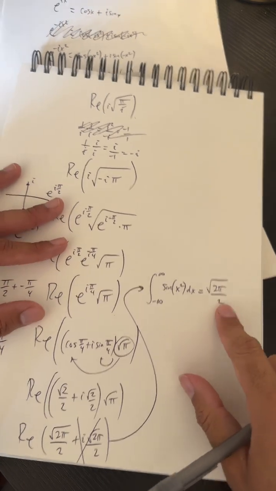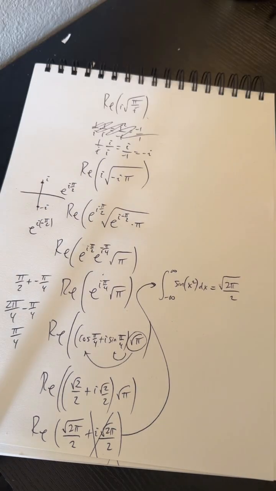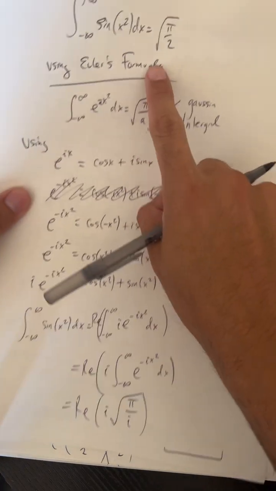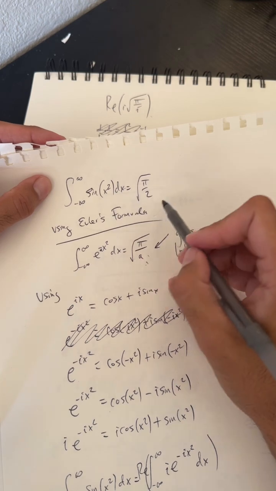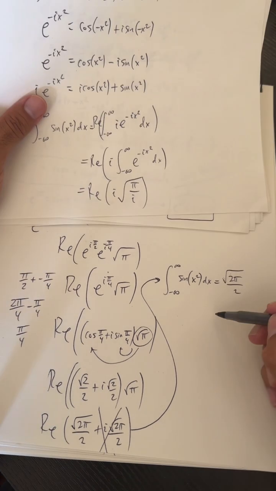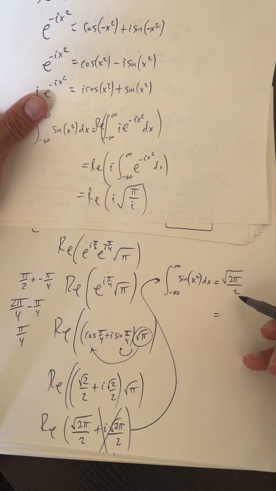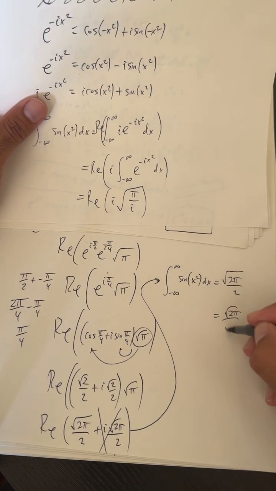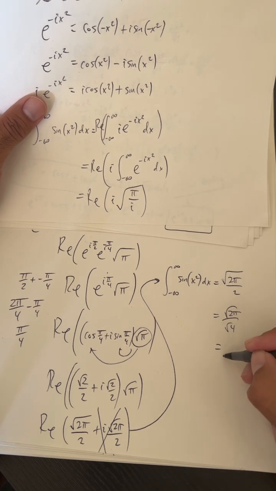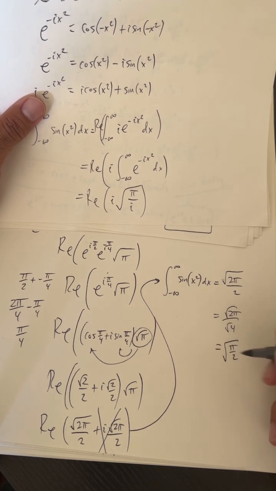Okay, now if I wanted to look like the answer that we had, because remember, we wanted to show, where is my paper? Oh, right here. We wanted to show that this integral was root pi over 2, all on the inside. We're going to do this. We're going to turn this root 2 into root 4. So we have root 2 over root 4. We could put it together, and that's just going to be root pi over 2.